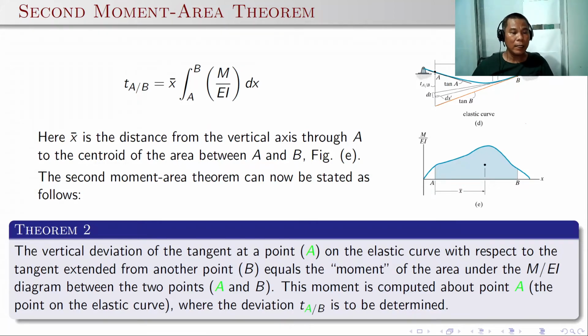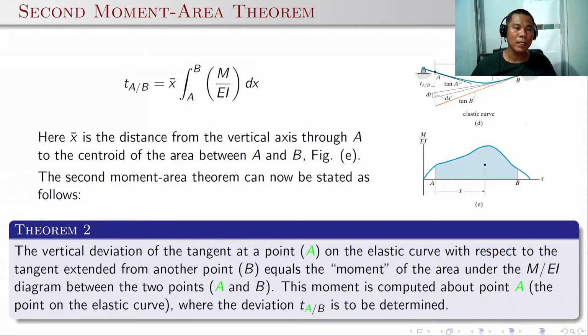The vertical deviation of the tangent at point A on the elastic curve with respect to the tangent extended from another point B equals the moment of the area under the M over EI diagram between the two points A and B. This moment is computed about point A, the point of the elastic curve where the deviation t_A/B is to be determined.